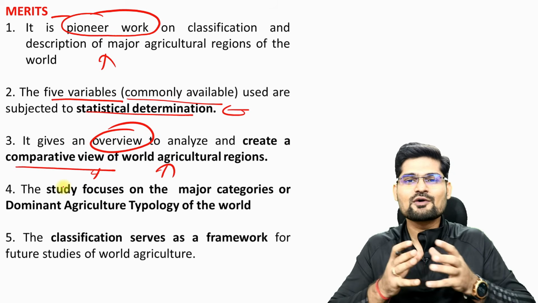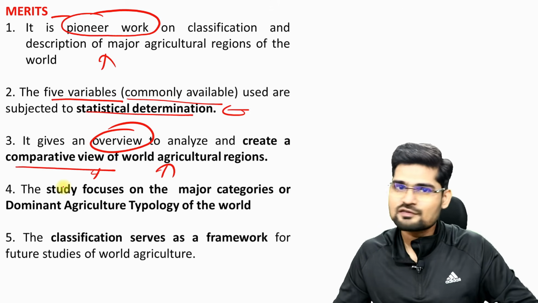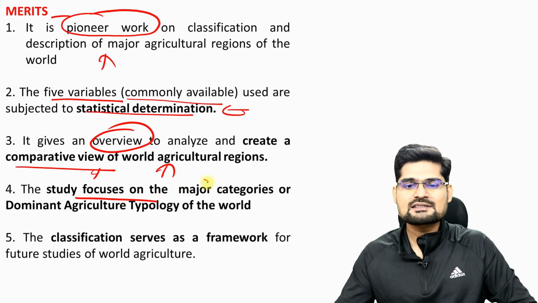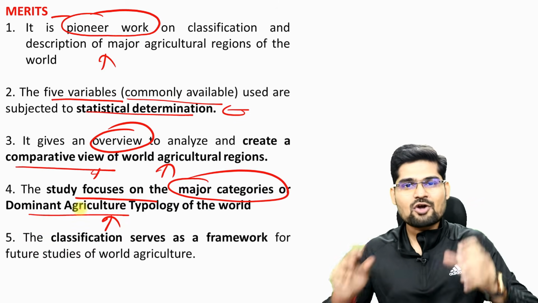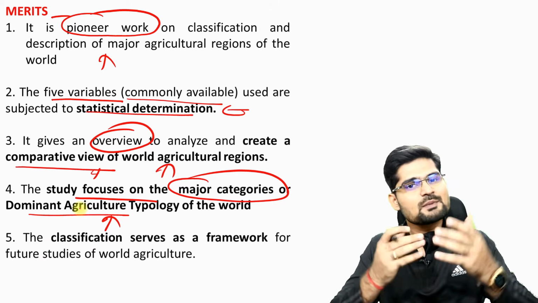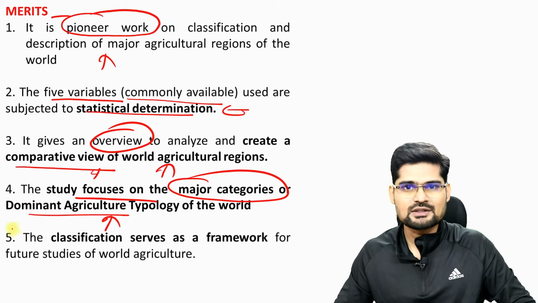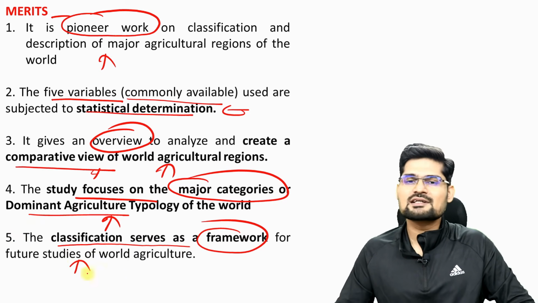As I said, if you want to compare developed countries with developing countries agriculture, it gives you an overview here itself. The study focuses on major categories or dominant agricultural typology. So it means the dominant typology, at least you can identify across the world just by looking into these 13 regions of the world, right? And then the classification serves as a framework for future studies of world agriculture.